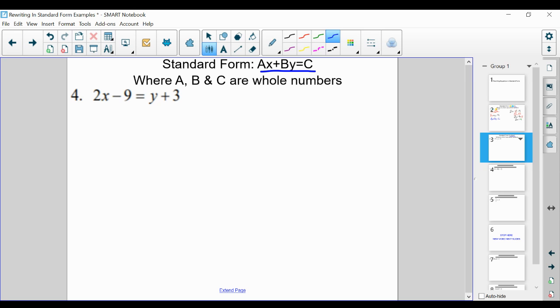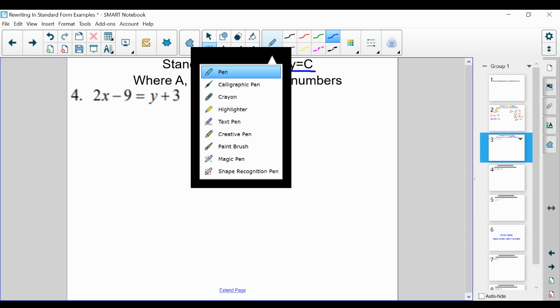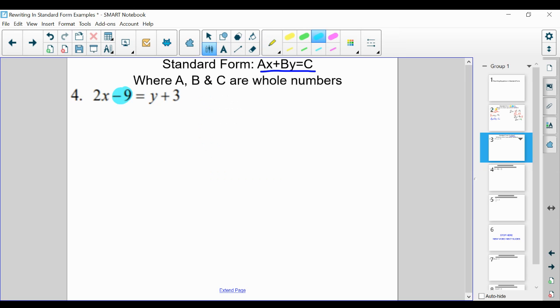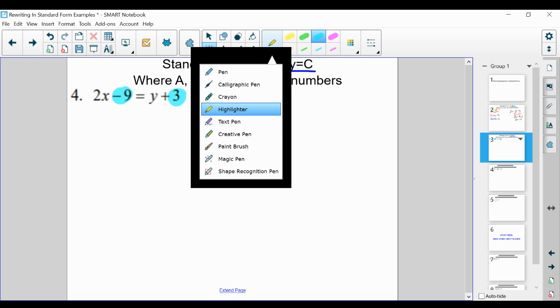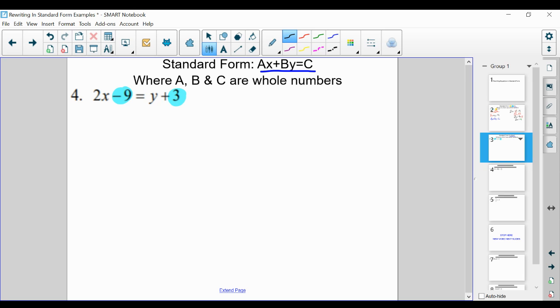So we want to get our x and y on one side, and all of our non-variable terms or numbers on the other side. In this problem, we have numbers that are on the left-hand side of our equal sign, as well as our right-hand side of the equal sign. So we're going to try and move negative 9 over to the other side. That way it's one step closer to getting into standard form. To do that, we add 9 on both sides. Notice where I'm lining up the 9. I'm lining it right underneath the number I'm adding it to.